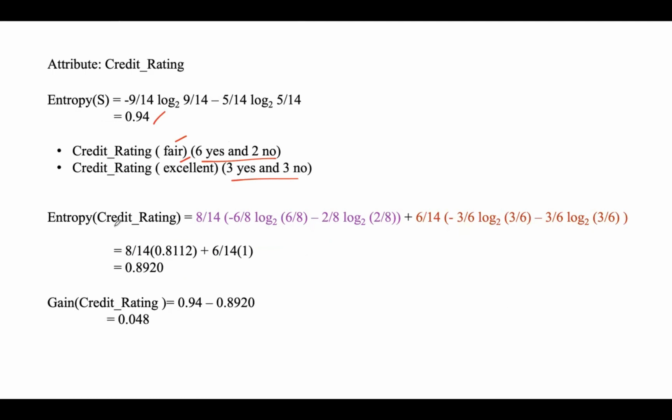So the entropy for credit rating will be, how many do we have in total? For the first one, 6 plus 2, 8, so 8 by 14. Entropy for the first category, that is 6 yes and 2 no's: 6 by 8 and 2 by 8. Next, the entropy for the second one, 3 plus 3, 6, so 6 by 14, and the entropy for this second category: the number of yes is 3 by 6 and the number of no's is 3 by 6. Next, we calculated the information gain for credit rating.